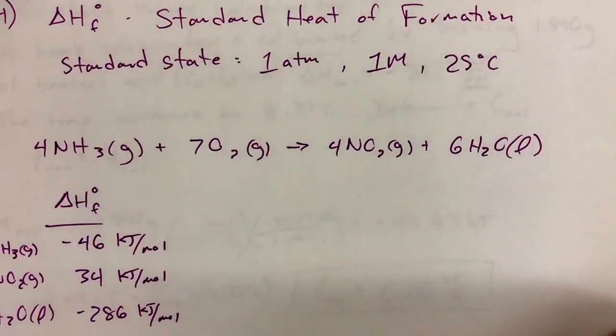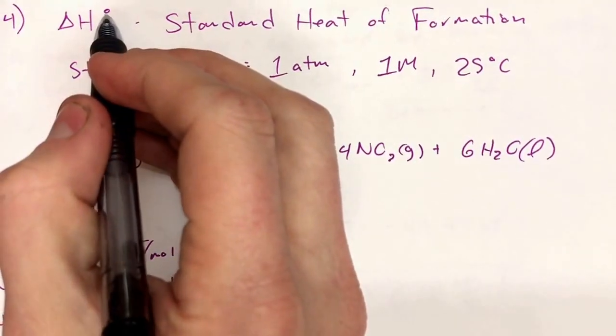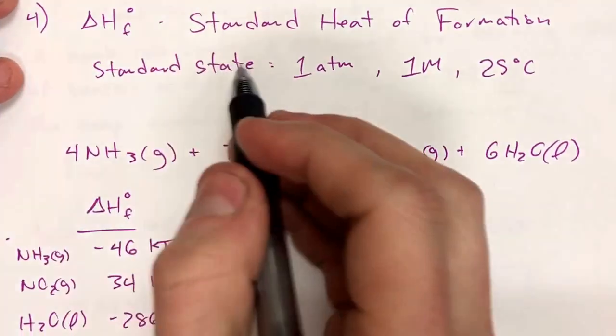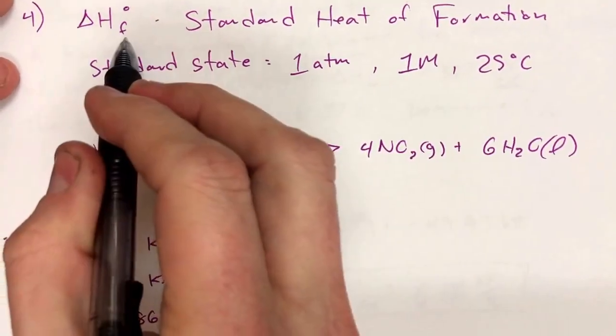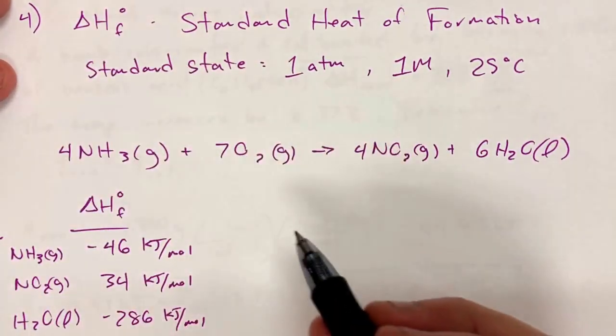All right, the last way to find the delta H for a thing that we need to talk about is using the standard heat of formation. So this little circle up here means in the standard state. So the heat of formation would be just delta HF, and the standard heat of formation would be this little circle that we have up here.